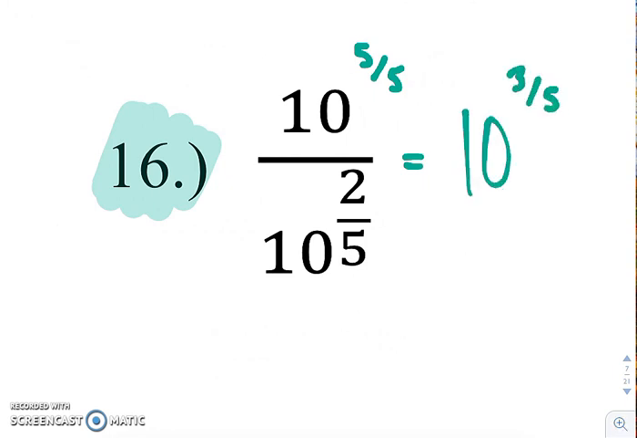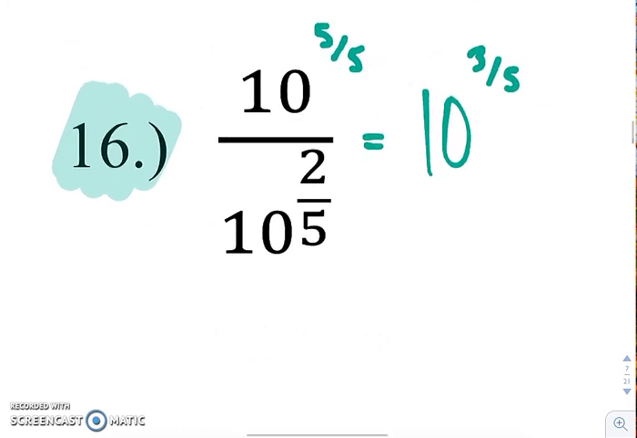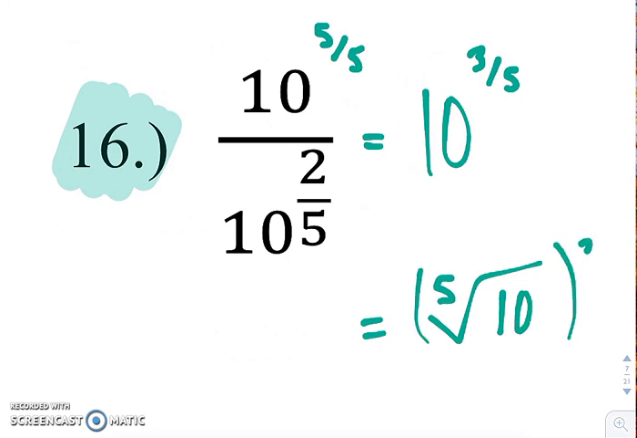But you can't have an exponent that's a fraction, so all we do is rewrite it as the 5th root of 10 cubed. So sort of like moving negative exponents makes them positive, fixes your problem. Here, you can fix your exponents that are fraction problem by rewriting it in radical form.